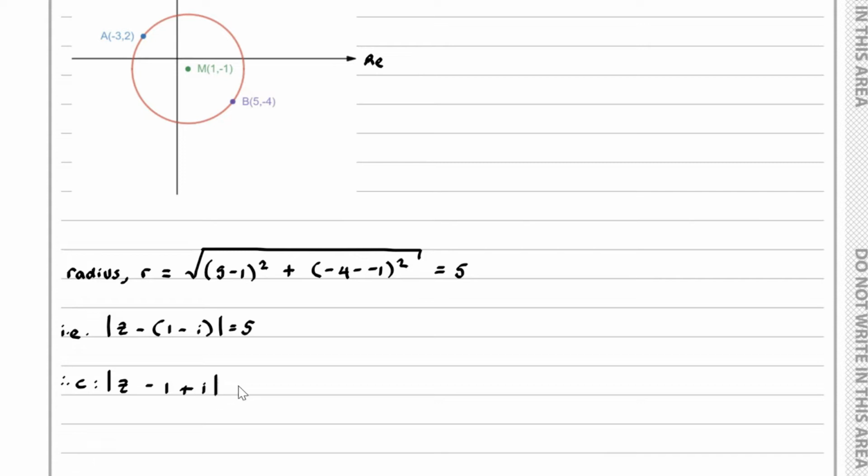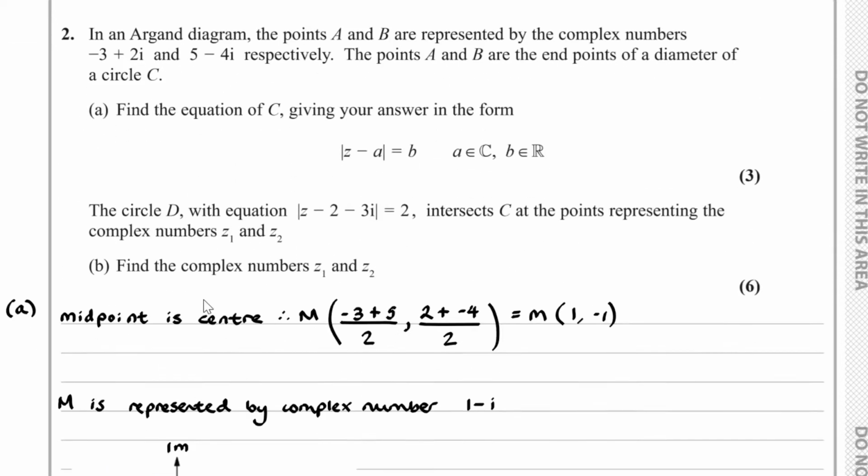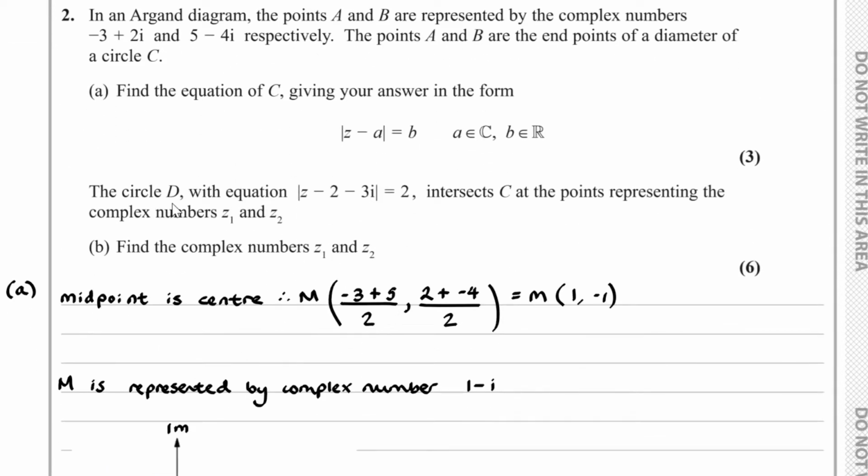And now for part b of the question, the circle D with equation modulus of z minus 2 minus 3i equals 2 intersects C at the points representing the complex numbers z1 and z2, and we have to find the complex numbers z1 and z2.